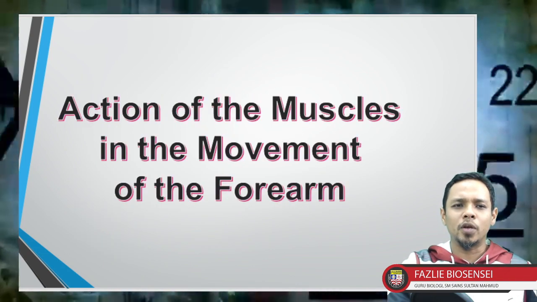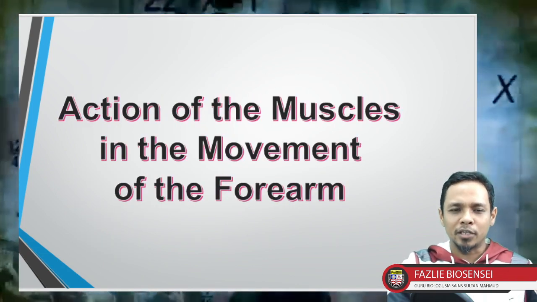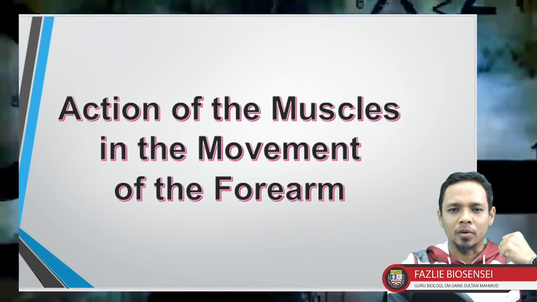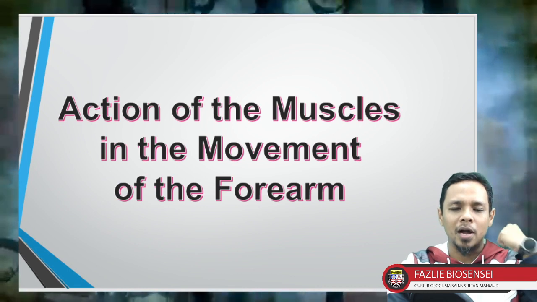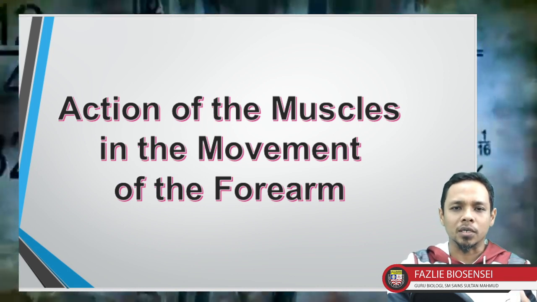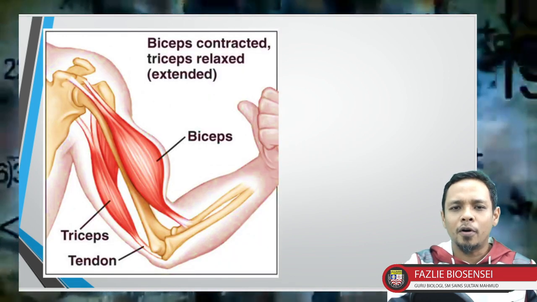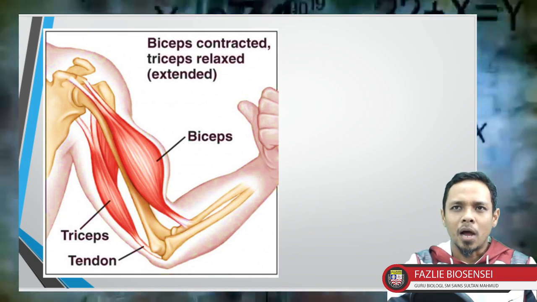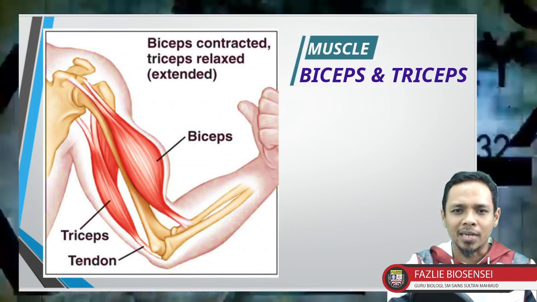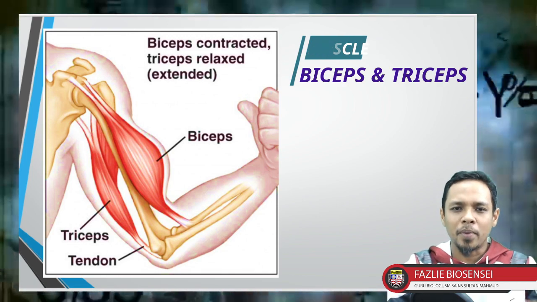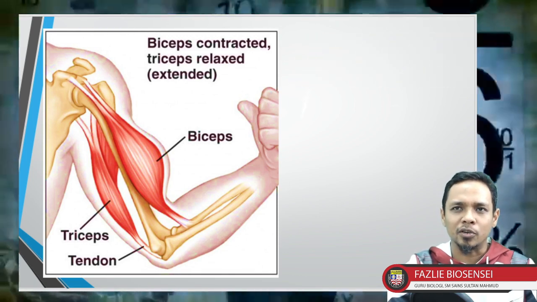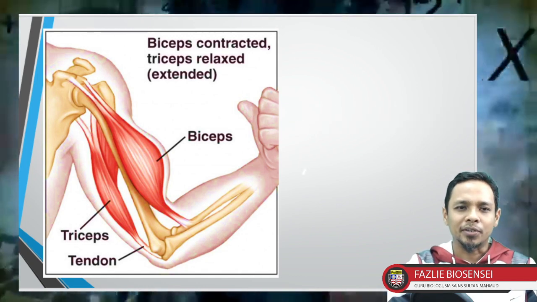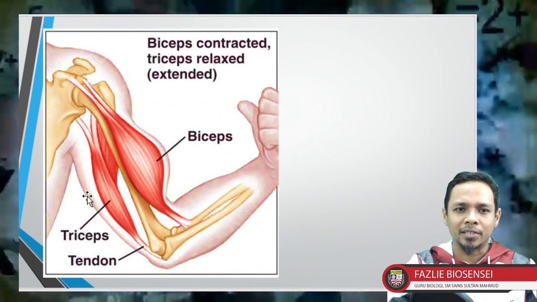In this lesson, you will learn about the action of muscle in the movement of the forearm. Okay, when we move our forearm, how do the muscles work? The muscles involved in the movement of the forearm are bicep and tricep, and this pair of muscles works antagonistically. So when the bicep contracts, the tricep will relax.